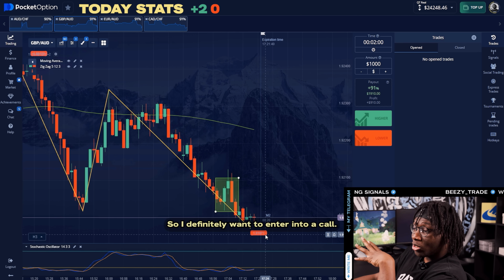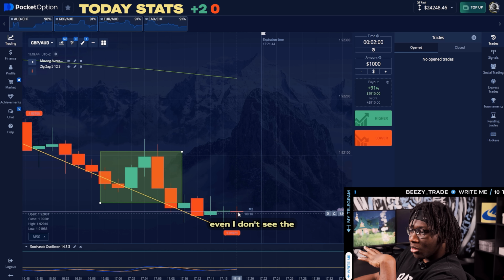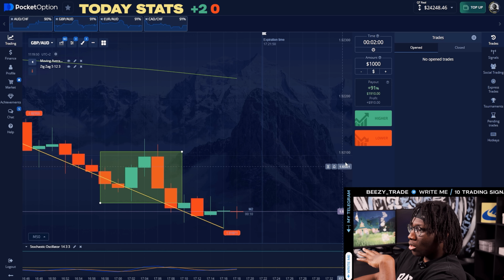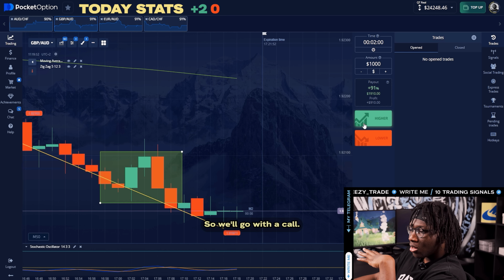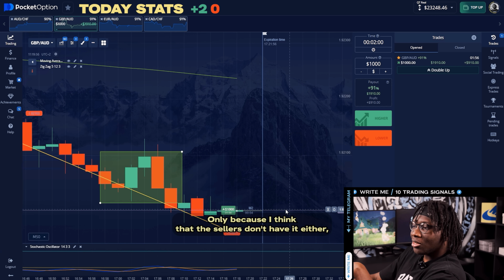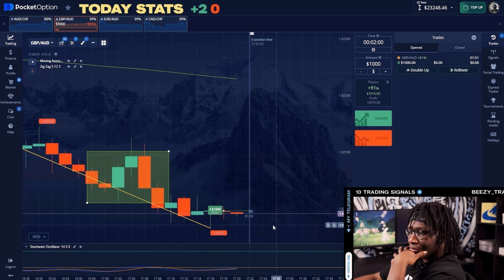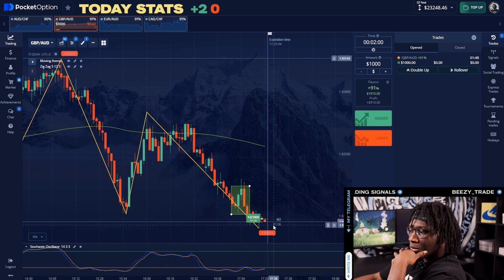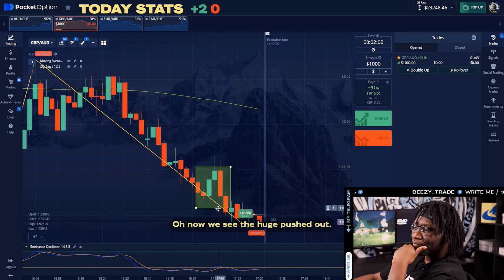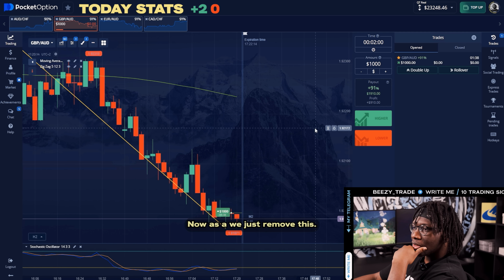So I definitely want to enter into a call, but I'm going to be a little bit more careful because I don't see the sellers really taking position. So we'll go with a call, only because I think that the sellers don't have it either, because we don't see that huge push downwards. And now we see the huge push downwards. I will just remove this.